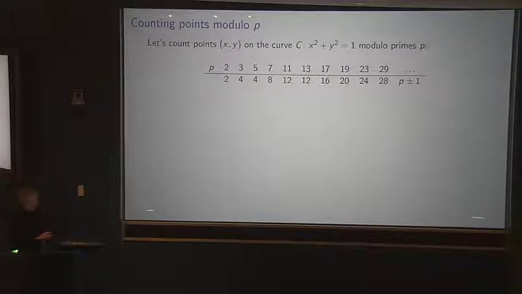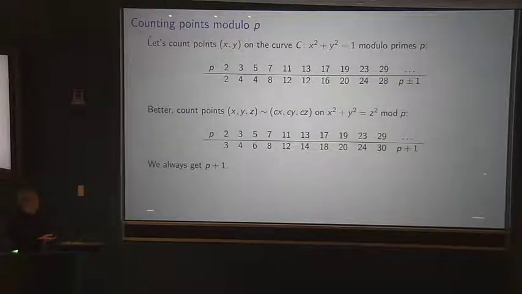Rather than counting points on this curve, we should instead homogenize the equation and count points on the projective curve, x squared plus y squared equals z squared, where we're only going to distinguish points up to scalar equivalence, and we don't consider the all 0 vector as a projective point. That's not allowed. And when we count points in this way, we find that, in fact, we always get the same answer mod p relative to p. We always get exactly p plus 1 points on our curve.